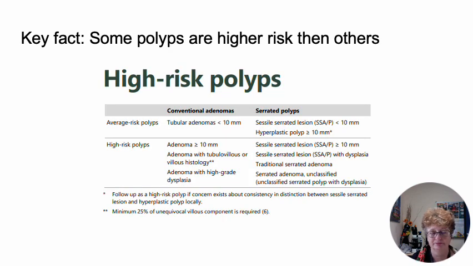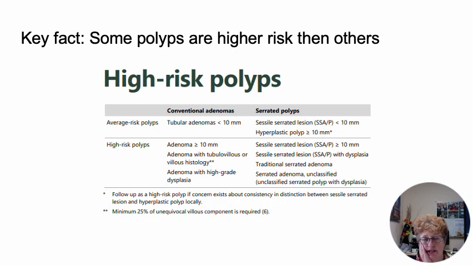All right, so here's a key fact. Some polyps are higher risk than others. So what are high risk polyps? Average risk polyps are your ordinary tubular adenomas and big hyperplastic polyps and sessile serrated polyps. They're the ones that are due to methylation or DNA mismatch repair. So they're average ones. Now, as polyps get bigger, they get higher risk.